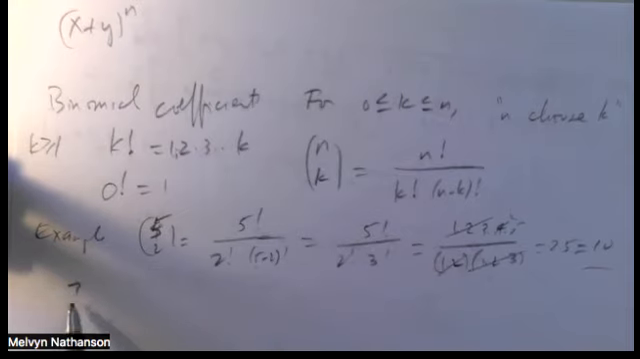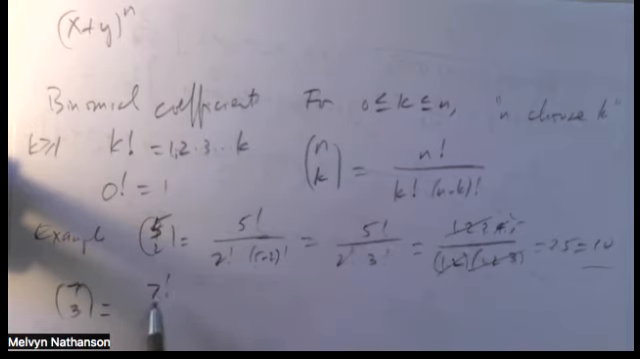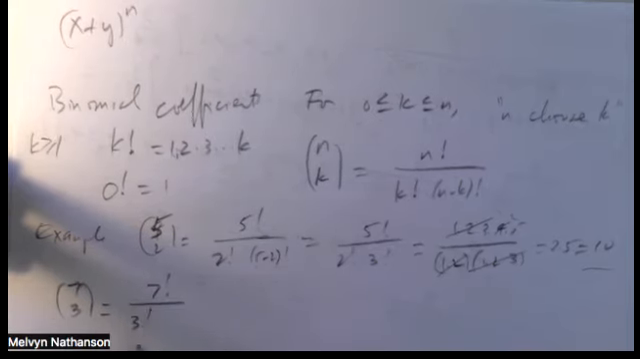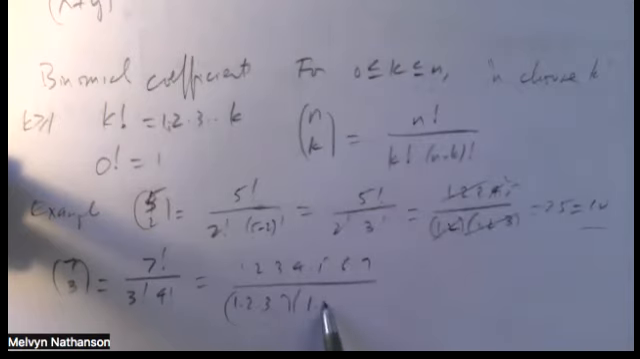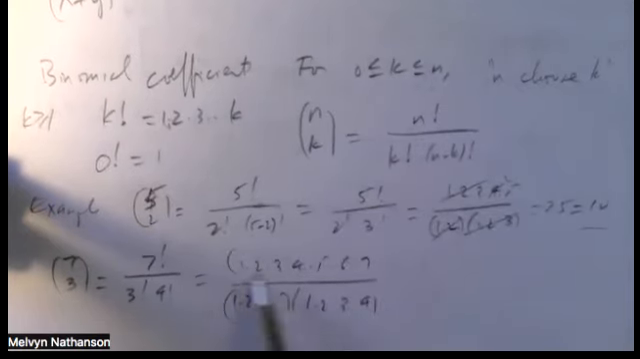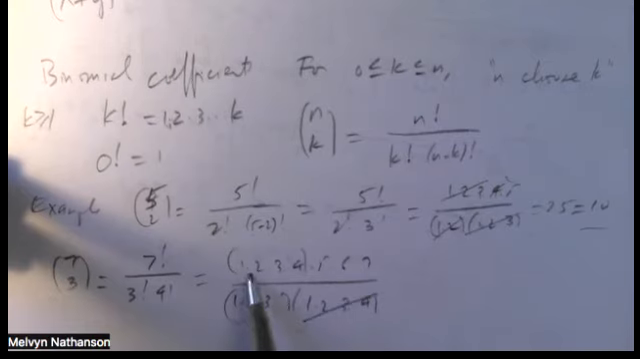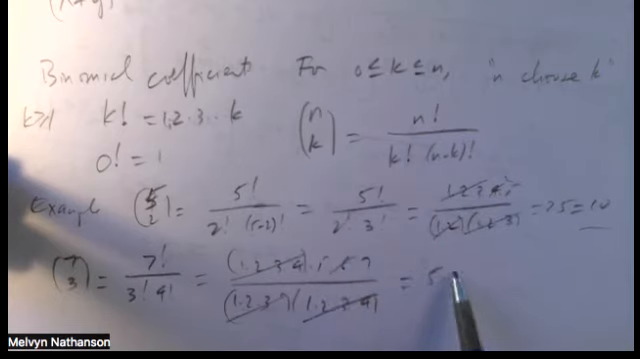Right. What is 7 choose 3? That's going to be 7 factorial over 3 factorial times 7 minus 3, which is 4 factorial. So that's 1 times 2 times 3 times 4 times 5 times 6 times 7 over 1 times 2 times 3, times 4 factorial, which is 1 times 2 times 3 times 4. Again, the 4 factorial cancels. 2 times 3 is 6, cancels the 6. So I just get 5 times 7, or that's 35.